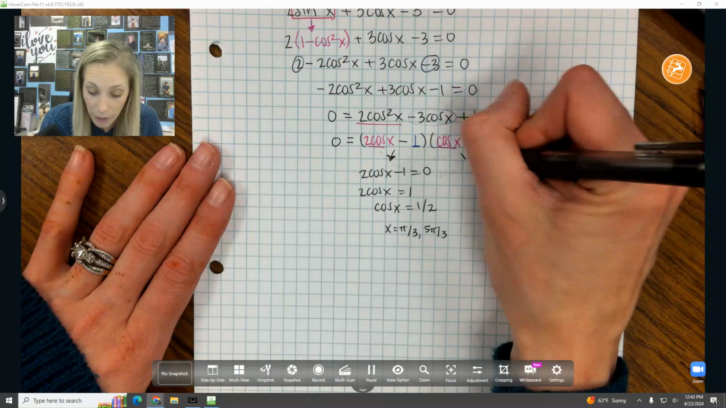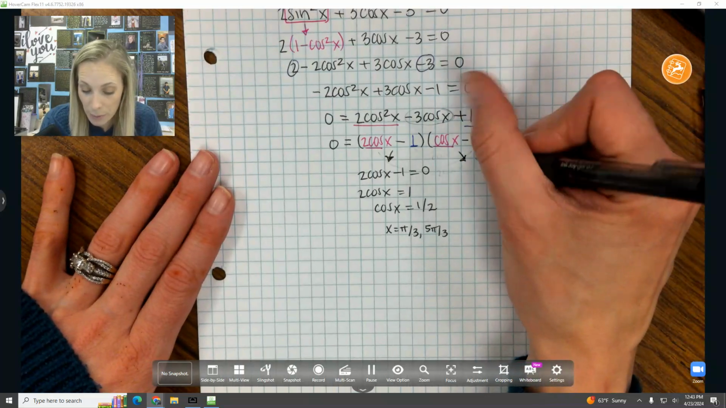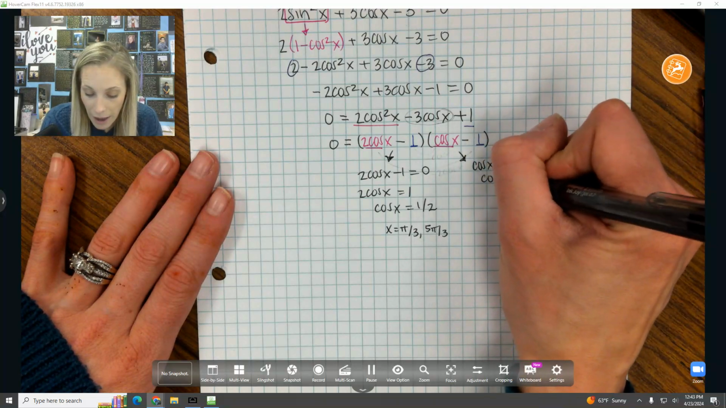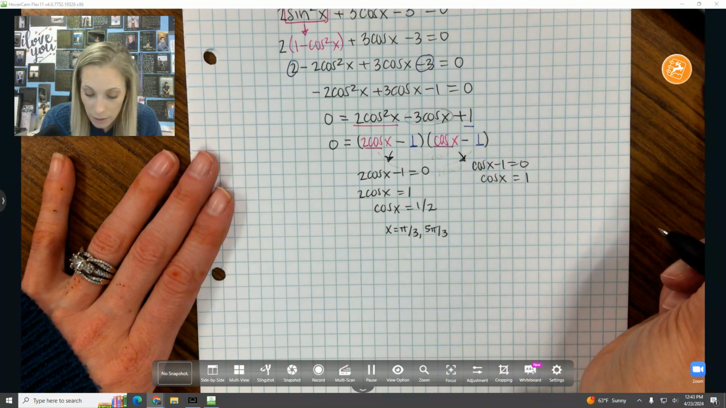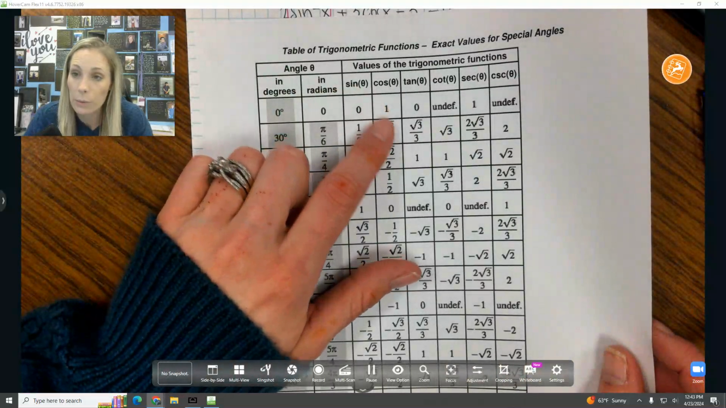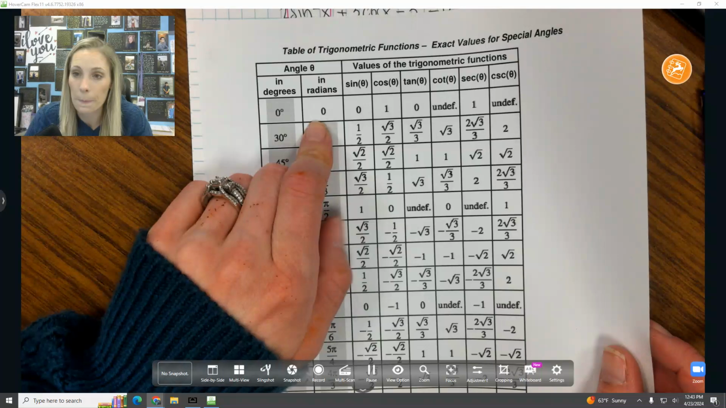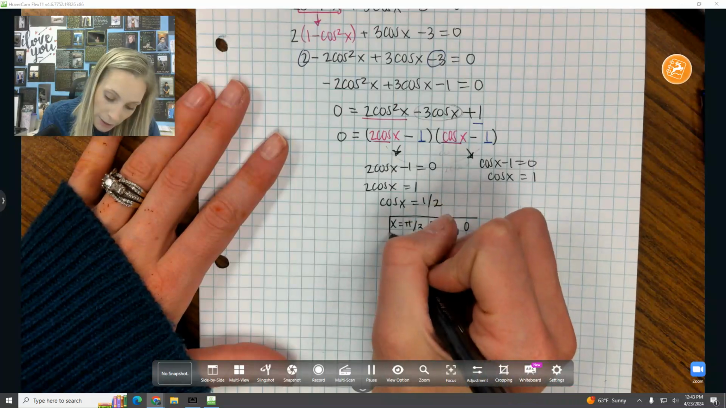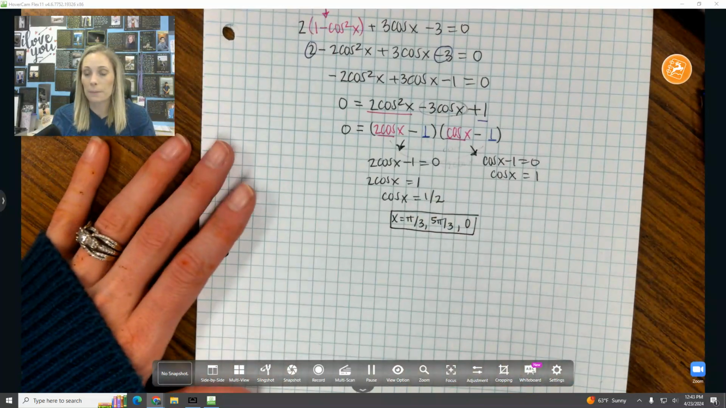We're not done yet, though. We have to set these factors equal to 0 as well. So we're going to have cosine of x minus 1 equals 0. We're going to add 1, and we're going to take our chart and find when cosine equals 1. It equals 1 at 0. Those are all of my answers right there.